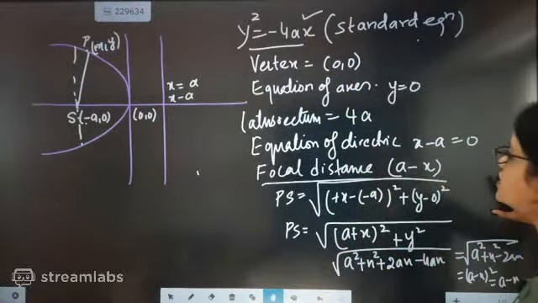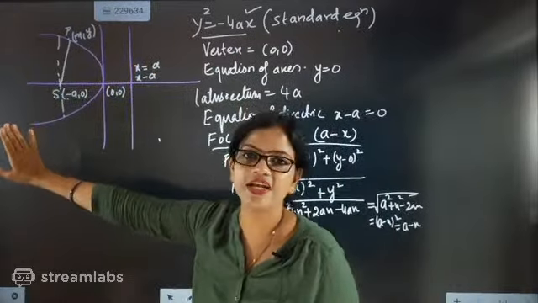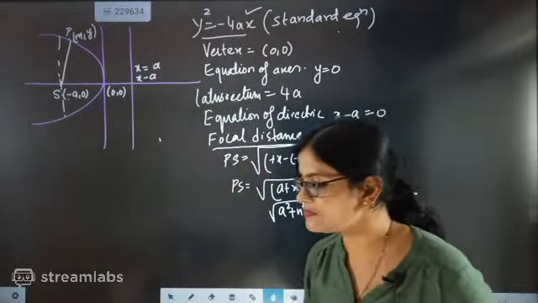So for the second one, the second parabola, the parabola mouth will be open from that side, the negative side of the x axis.